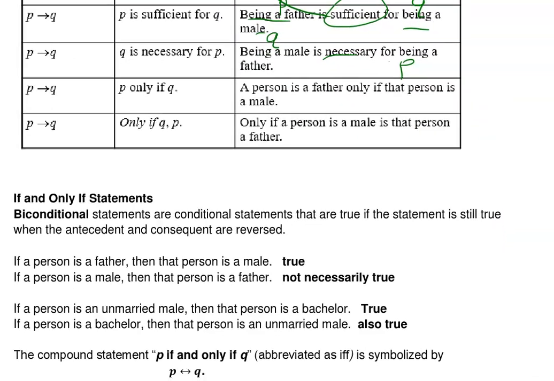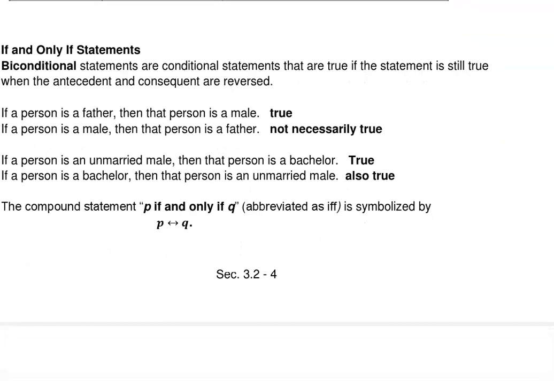All right. The last compound statement that we want to talk about, the last type, is the if and only if statements. So when you look at this jumble of words here, it might be hard to disentangle what is being stated, but this goes together as a block, right? So if and only if statements are what we are looking at here. Biconditional statements are conditional statements that are true if the statement is still true when the antecedent and the consequent are reversed. So again, they're using that fancy language there.